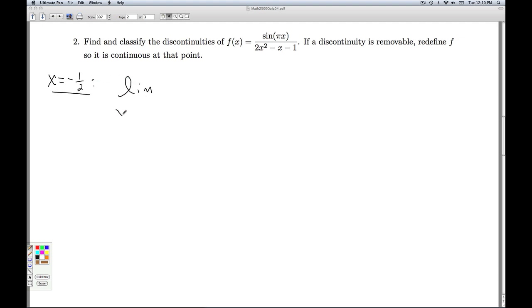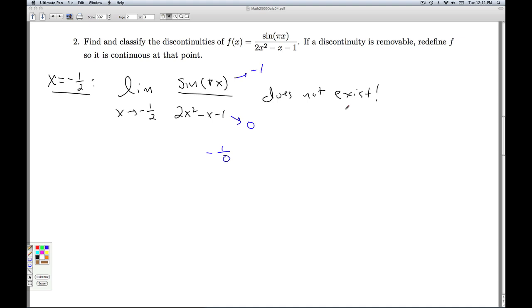So we take the limit as x runs off to negative 1/2 of sine of pi x over 2x squared minus x minus 1. And the first thing we always try when evaluating limits is substituting in the given value for x. Well, if we plug in x in the numerator, I get the sine of negative pi over 2, which is negative 1. When I plug in negative 1/2 on the bottom, well, I get 0. And I know that because I set it equal to 0. So we have the form negative 1 over 0. And that's not going to give us a limit. So this limit does not exist.